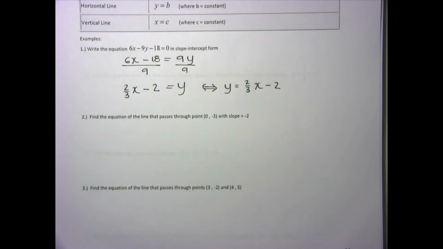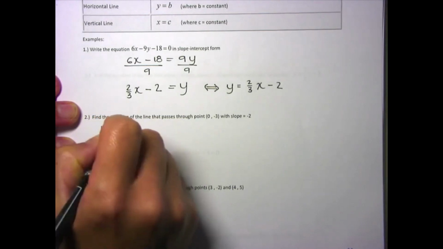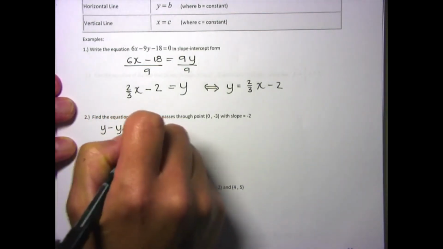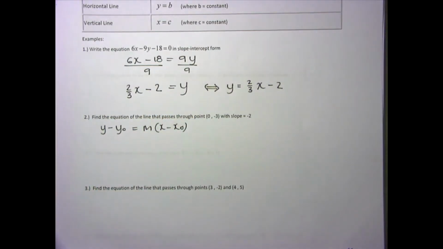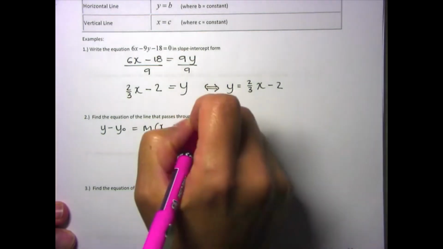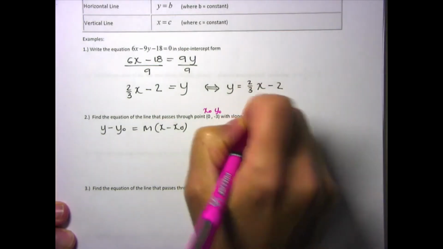We would like to find the equation of the line that passes through the point 0, -3 and has a slope of -2. Anytime you are given either 2 points or 1 point and the slope, for both, we are eventually going to use point slope form. So I'll remind you that point slope form says the following: y minus y naught is equal to m times x minus x naught. In the information that this problem gave me, the point represents x naught comma y naught, and the slope gives m.